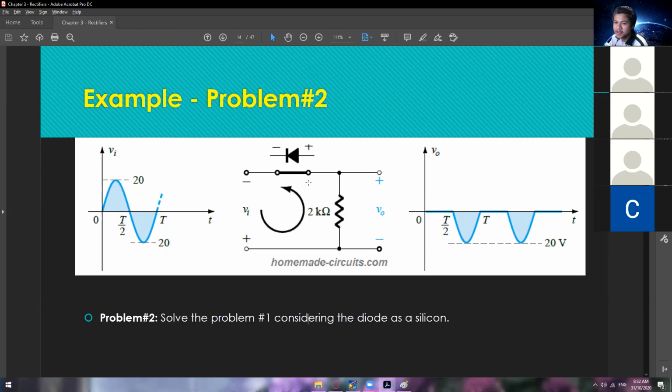Is there anyone who's trying to answer? What is V sub O and then what is our VDC? For V sub O, you can calculate it manually. Very easy. For VDC, of course, you don't need to use a calculator in that one.